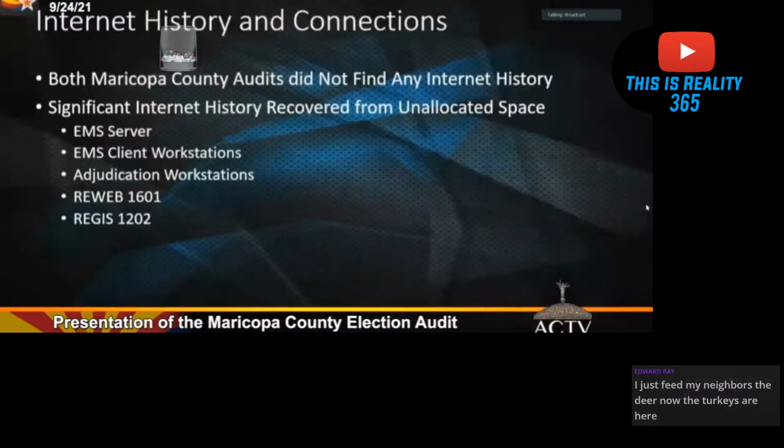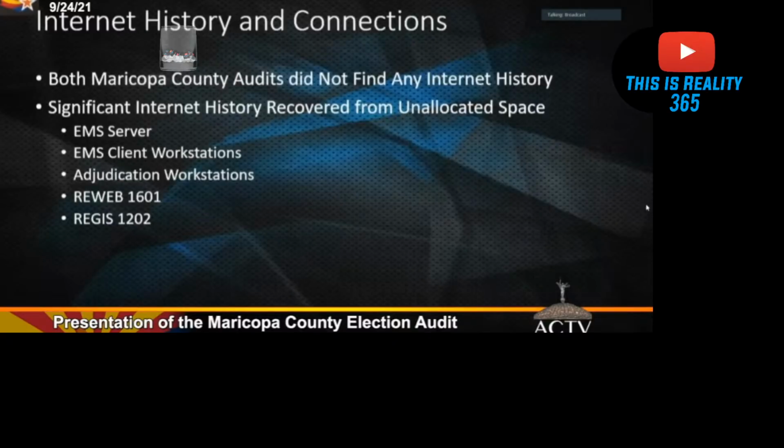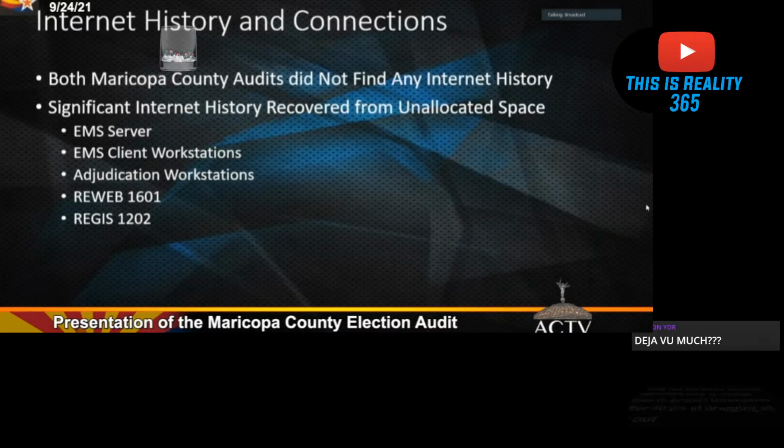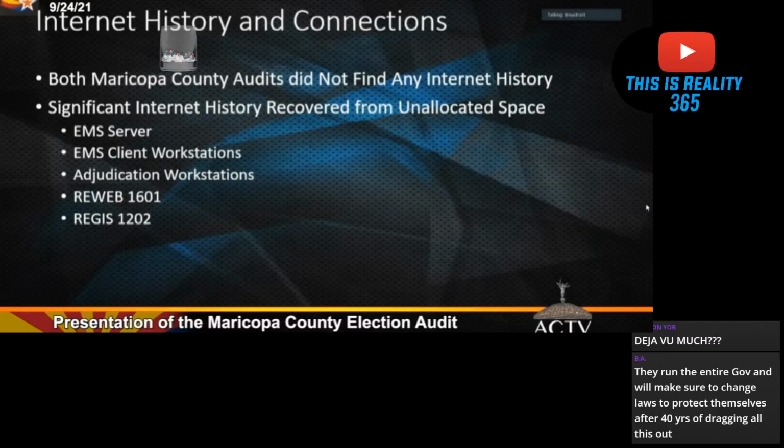Let's talk about internet history and connections. Okay, as you will recall, Maricopa County commissioned 2 independent auditors to come in. Both of those auditors had a finding that there was no internet connection at the time that they conducted the audit.